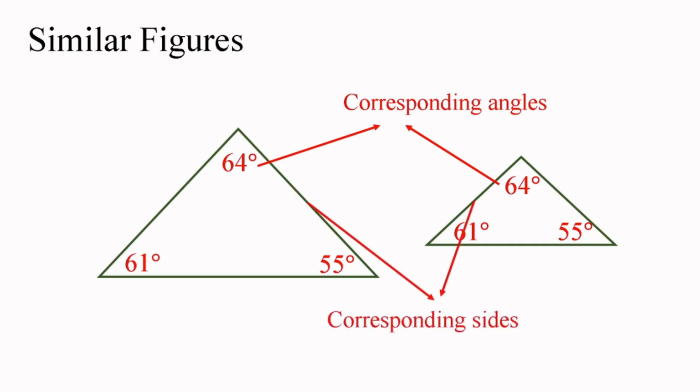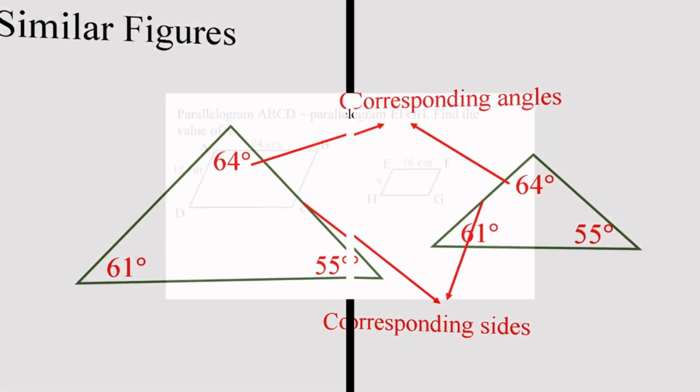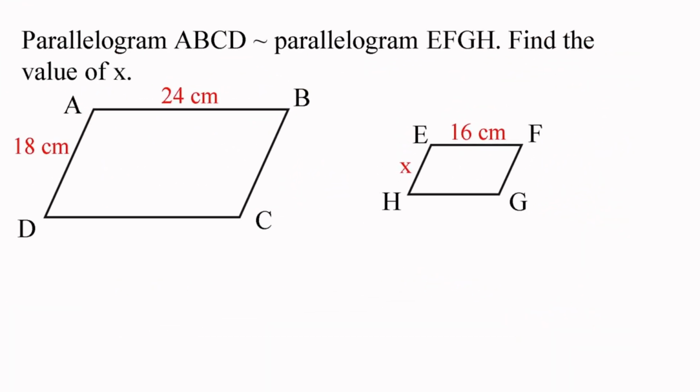The second condition is corresponding sides must have same ratio. What is the meaning of that? Corresponding sides must have the same ratio. We are going to learn that through examples, so don't worry about it. Let's solve the first example.